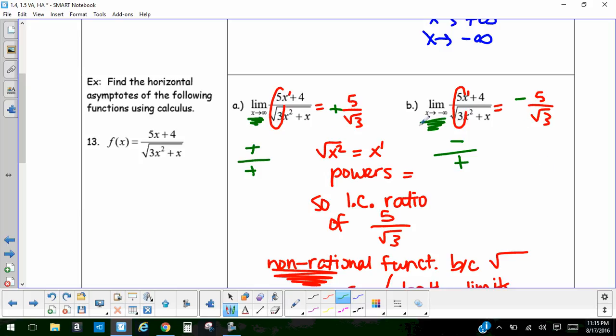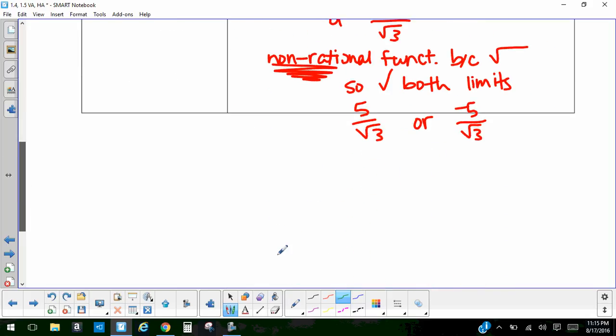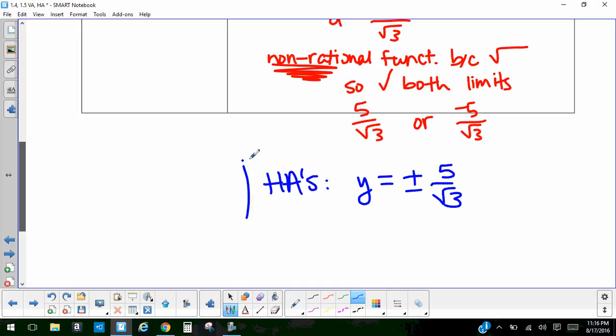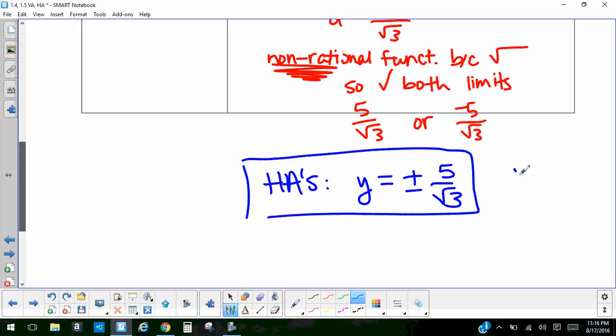So those are the two limit answers, but for what they were asking for us to just find the horizontal asymptotes. So now I have found an example where I have two HAs. Y equals plus or minus 5 over square root of 3. You may want to pull out your graphing calculator. Check in your graphing calculator what this looks like.